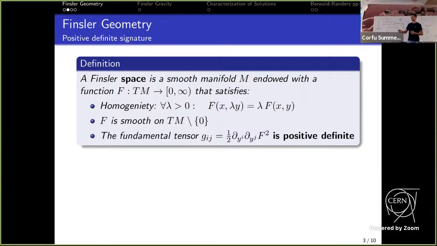The first one, homogeneity, says that if you have a vector and you scale it with a certain positive number, the length of that vector should scale in exactly the same way. What this translates to is that the length of curves is actually independent of the parameterization of the curve.